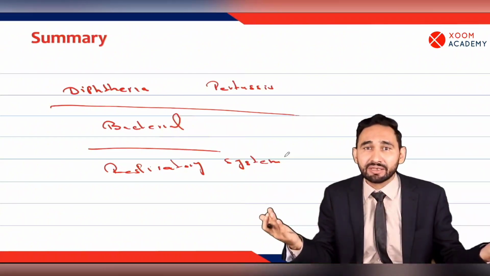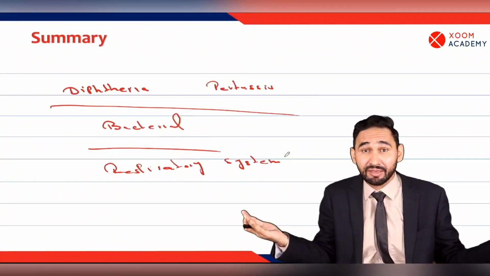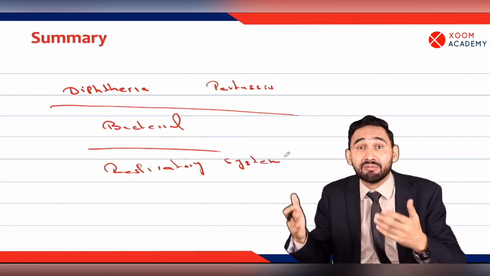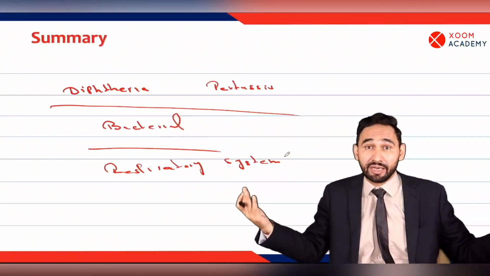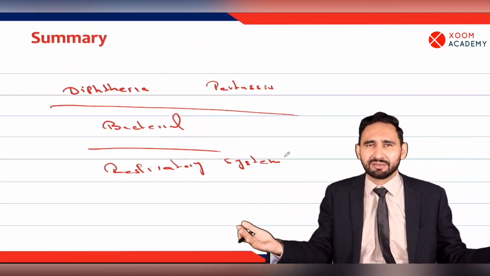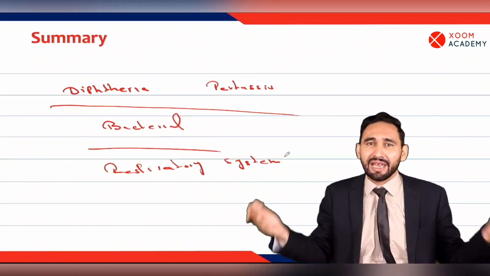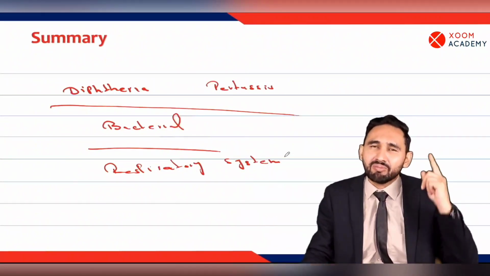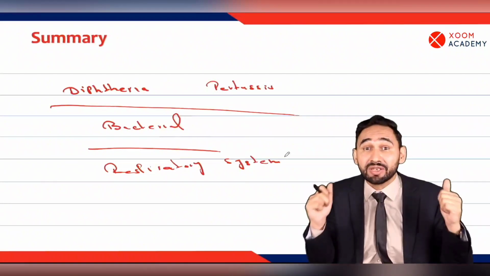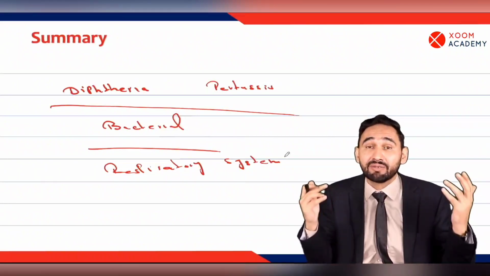The causative agents are different. Age is different. One is common in children, the other maybe common in older age. Those who are working in the pediatric ward can have diphtheria. And in diphtheria, you must remember the Schick test. It's a common university question. So this is all for diphtheria and pertussis.